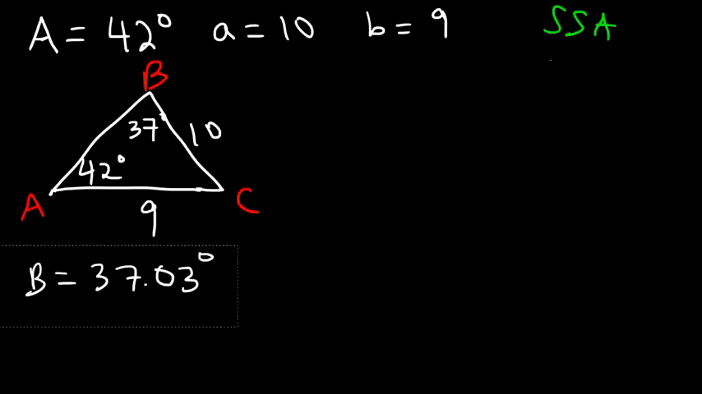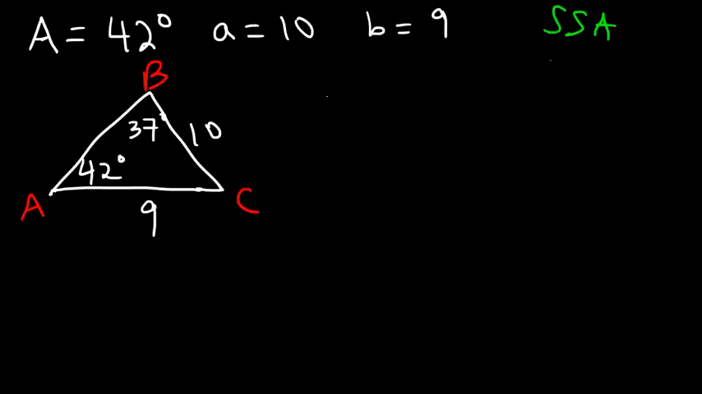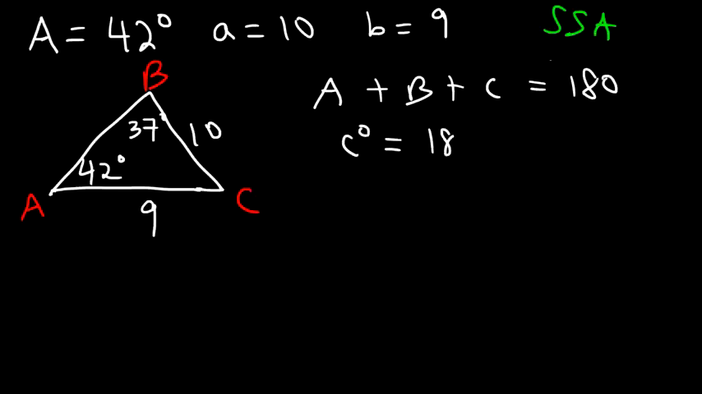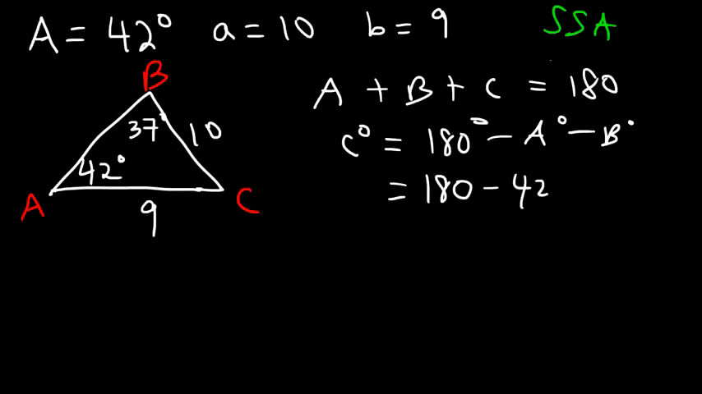Now let's go ahead and find angle C. We know that A plus B plus C is 180. So to find angle C, it's just going to be 180 minus the other two angles. A is 42, so it's going to be 180 minus 42 minus 37. 180 minus 42 is 138, and 138 minus 37, that's 101. So that's the value of angle C.